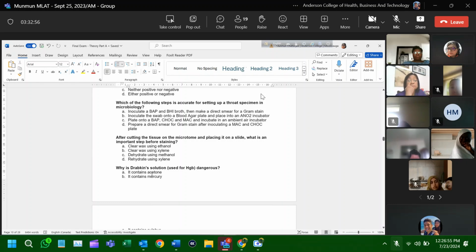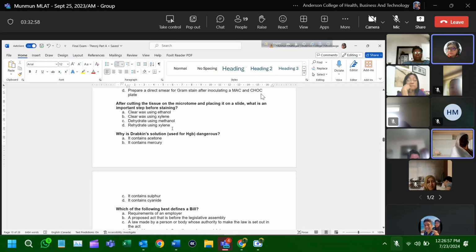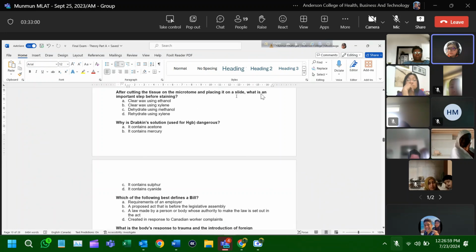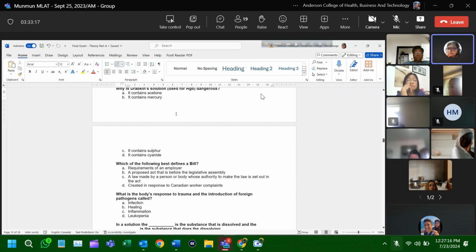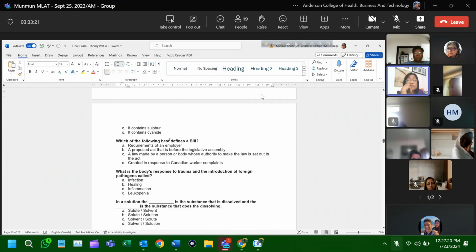Yes, ma'am. After cutting the tissue on the microtome and placing it on the slide, what is an important step before staining? Clear wax, letter B. What is death skin solution? Dangerous. It contains what? Cyanide.